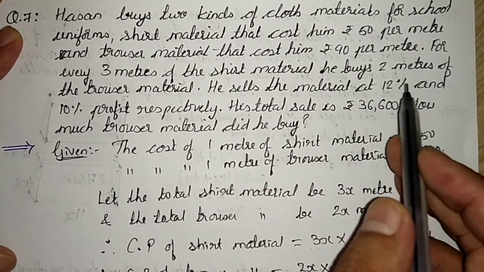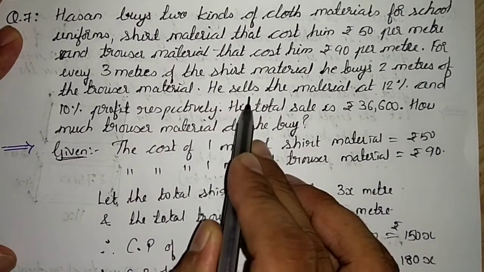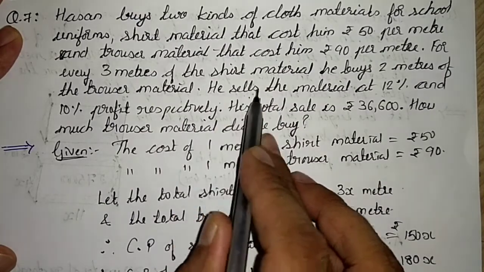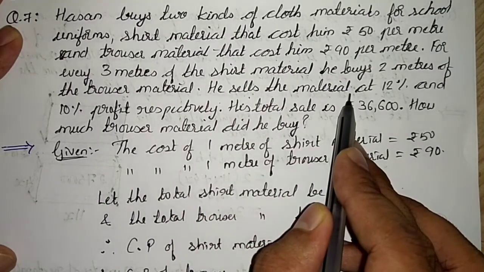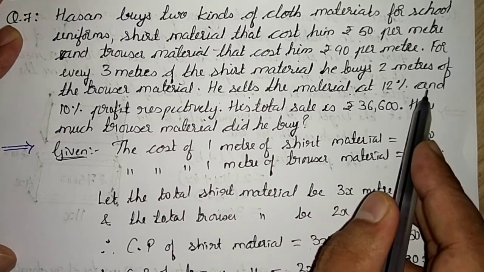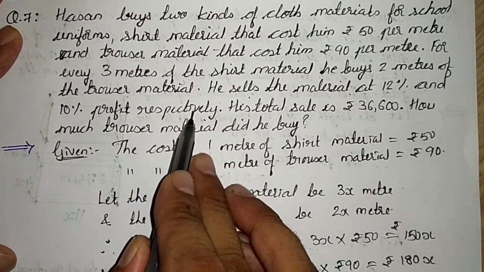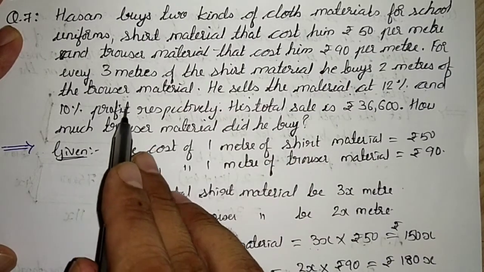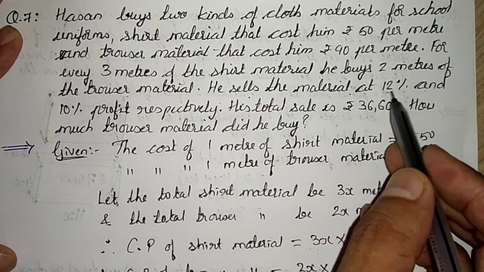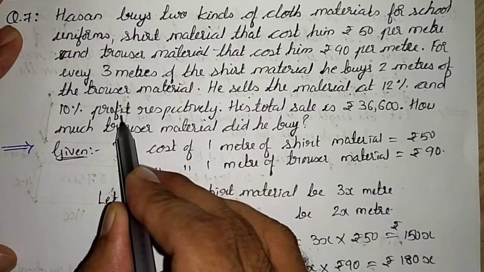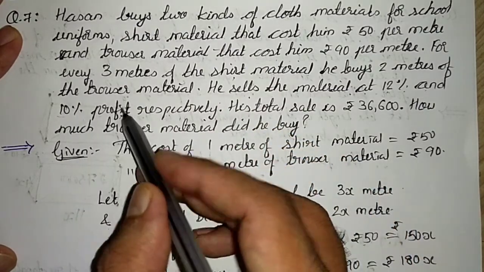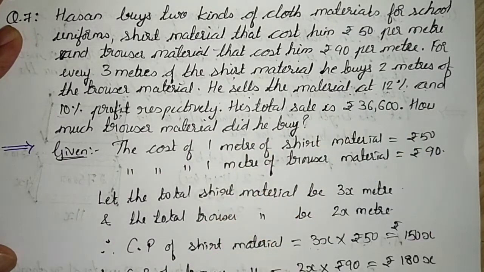Now let us move further in the question. They are telling us he sells, that means selling price. Here they are talking about the selling price. He sells the material at 12% and 10% respectively, profit respectively. So he is gaining profit over here. Selling price has 12% profit in shirt material and 10% profit in trouser material. So let us find selling price now.